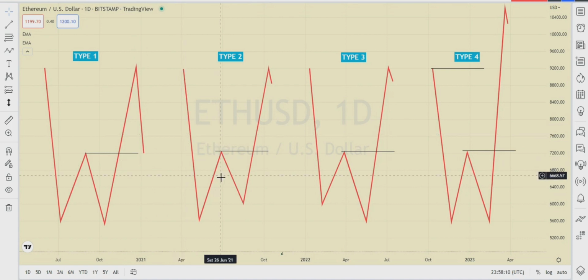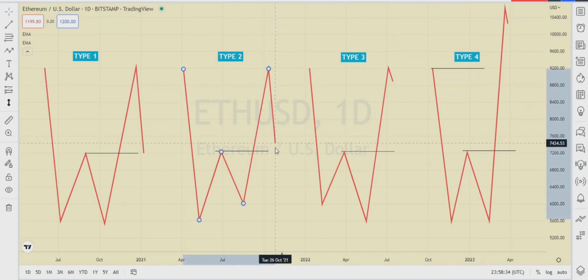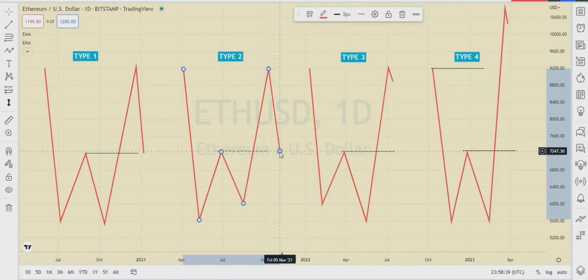We also have the type 2, which is the one that has a failure swing. With that one, the first low is lower than the next low, that is, it creates a lower high. With this particular one, the highs are equal, and you also expect it to complete at the neckline. So anytime you see this one form, you expect the market to trade back to the neckline.